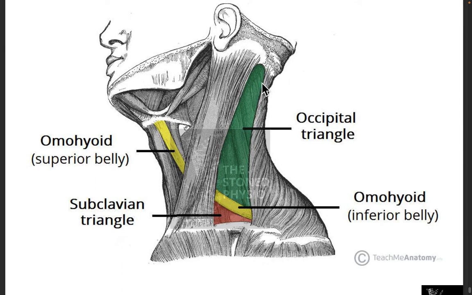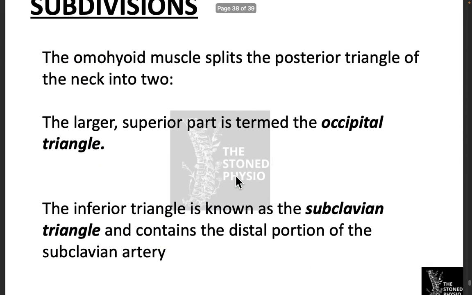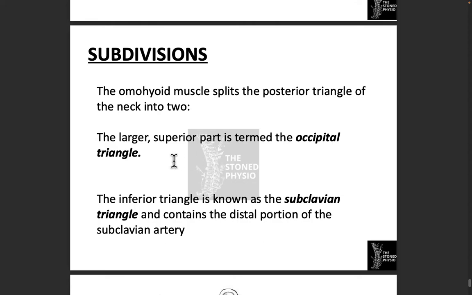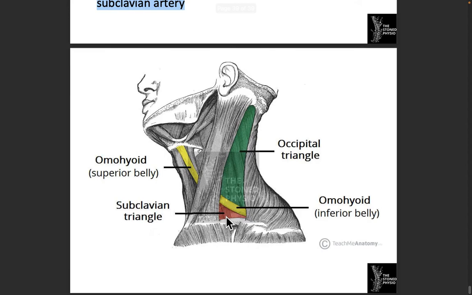Of course it is below the occiput, so we can call it the occipital triangle, and this one is called the subclavian triangle. Here we can see the subdivisions: it is split by the posterior belly, or the inferior belly, of the omohyoid into the large upper part, called the occipital triangle, and the small lower part, called the subclavian triangle. It contains the subclavian artery as well. Just remember that the subclavian triangle contains the subclavian artery, and the bigger one is the occipital triangle.